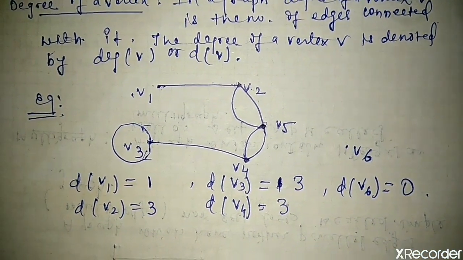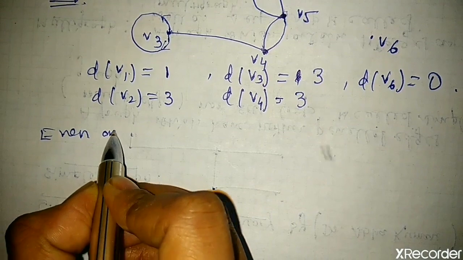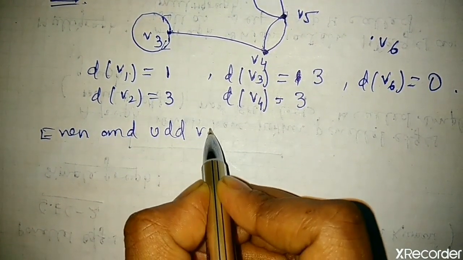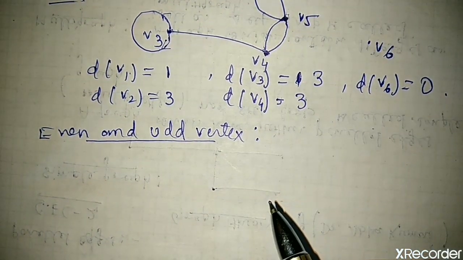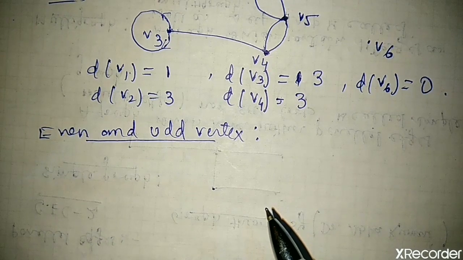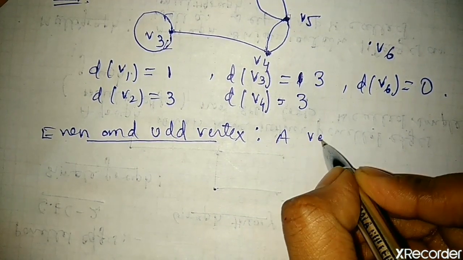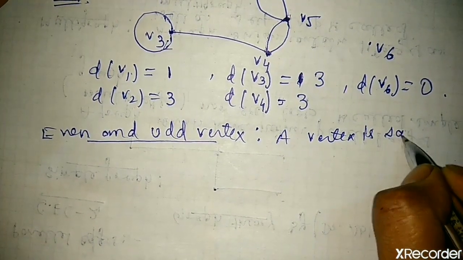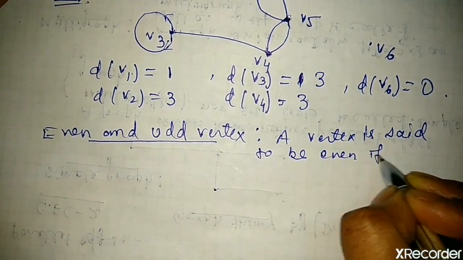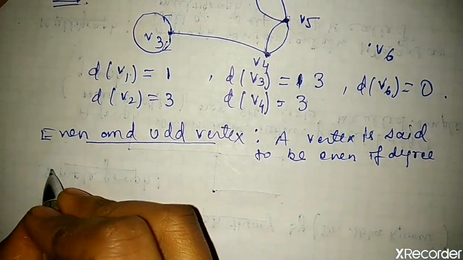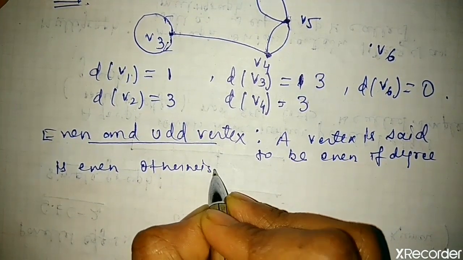Next we have even and odd vertex. What is an even and odd vertex? A vertex V is said to be even if its degree is even. Otherwise, it is an odd vertex.